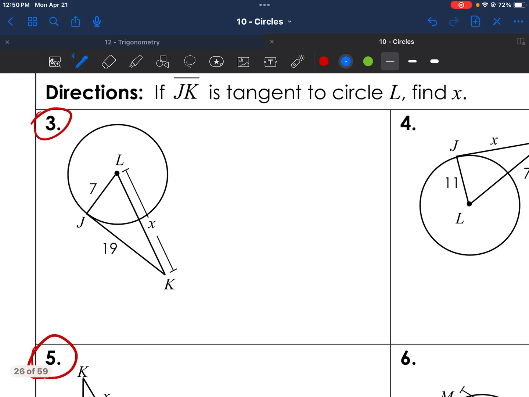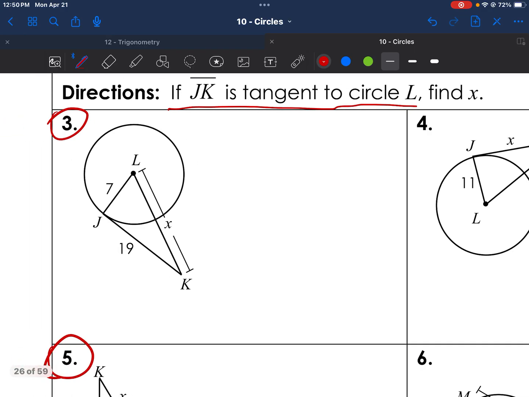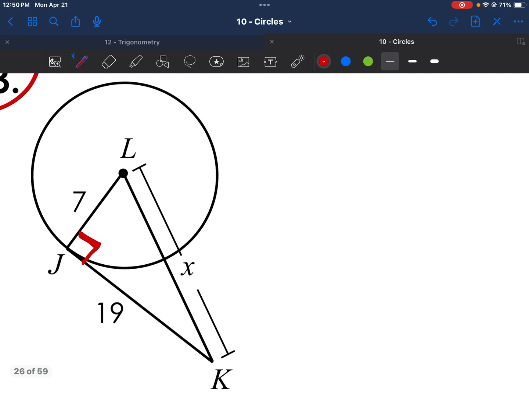All right, next section is asking us to determine, or we're assuming now, if JK is tangent to circle L, find the value of X. Okay, so JK in every single one of these is a tangent line. We don't have to go through and prove it. So I know that means right here, where J meets the circle, we should have a right angle.